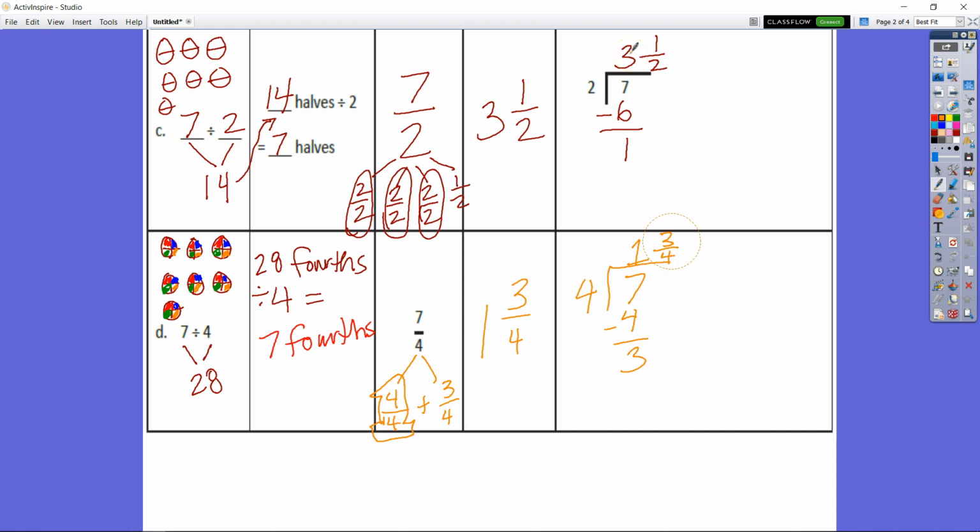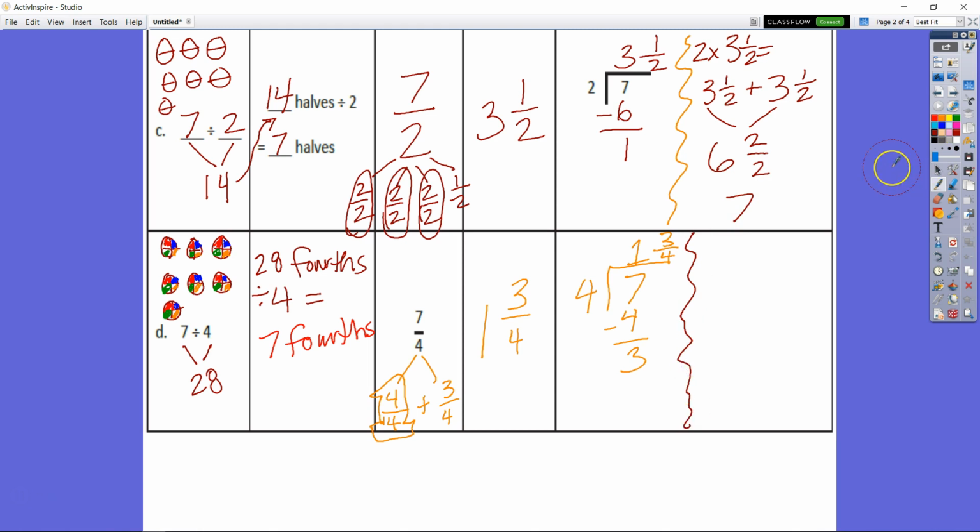All right, we didn't check our last one. Let's go ahead and check these two. In this case, it was 2 times 3 and a half, which is equal to 3 and a half plus 3 and a half. So 3 plus 3 is 6. 1 half plus 1 half is 2 halves, and that is equal to 1. So that's equal to 6 plus 1, which is equal to 7.